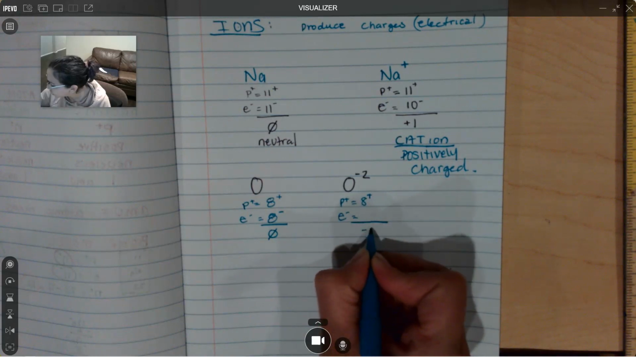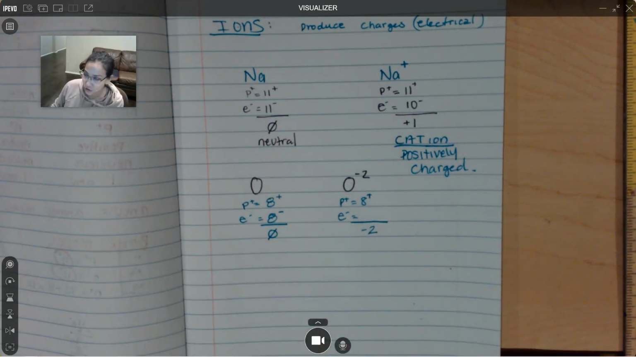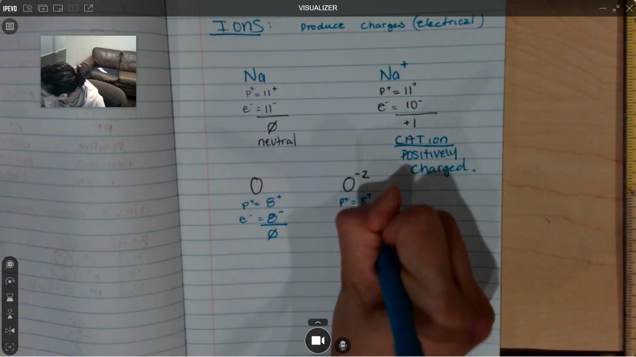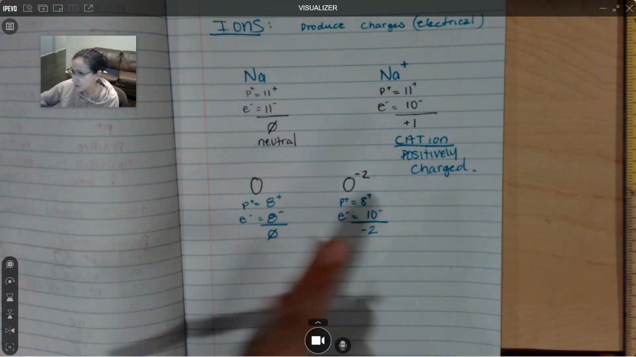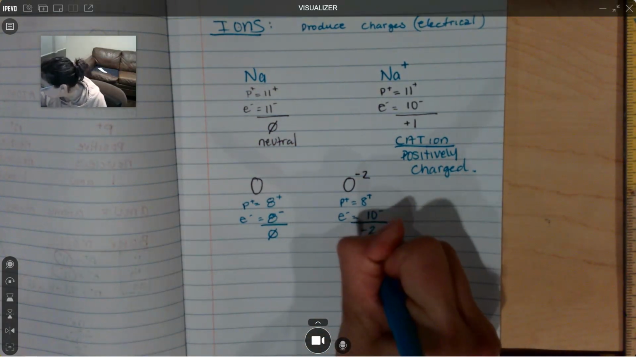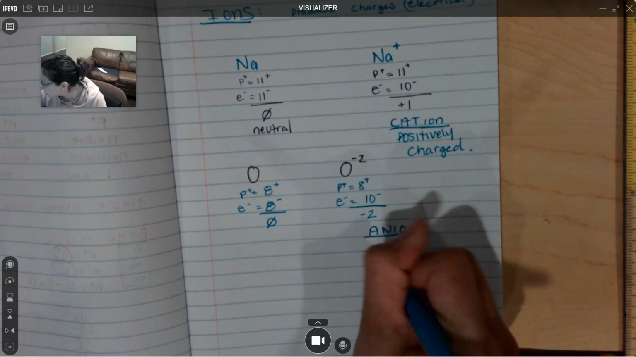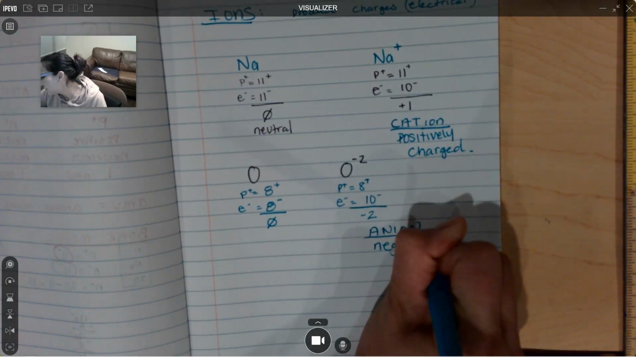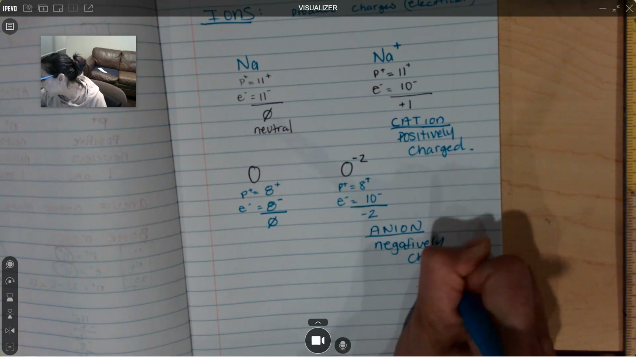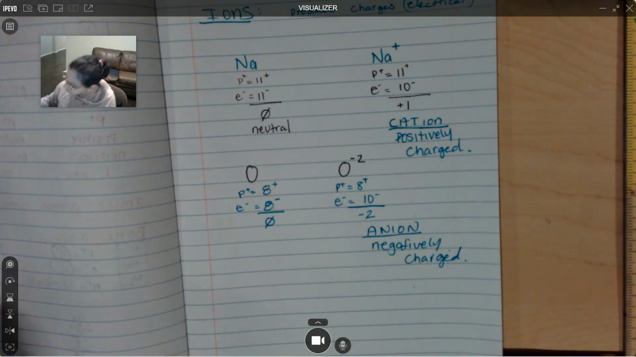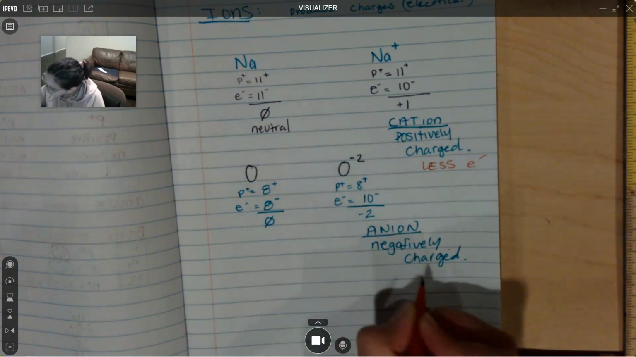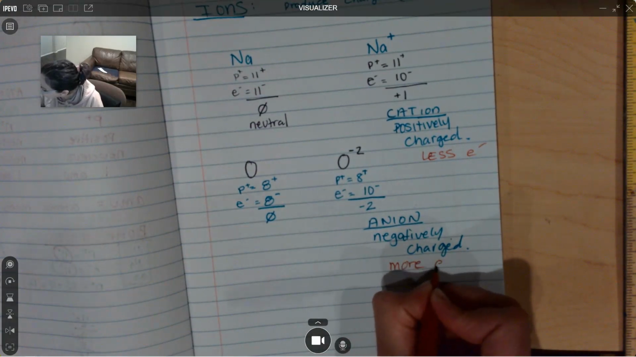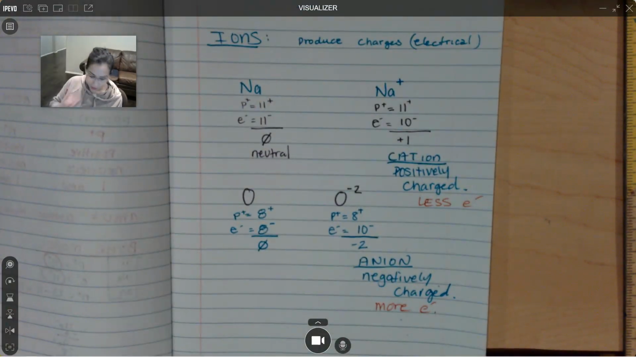Electrons, I don't know, but the charge I know is going to be negative 2. So 8 plus something gives me negative 2. 8 plus negative 10 gives me negative 2. This is known as an anion. It is negatively charged. So what do these charges mean? If it's positive, it means it has less electrons. If it's negative, it means it has more electrons. Simple as that.